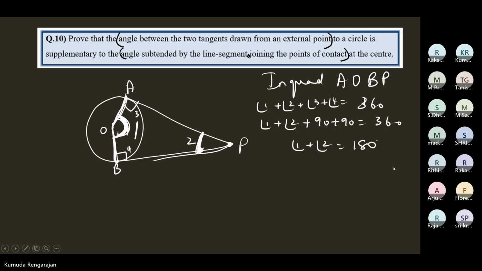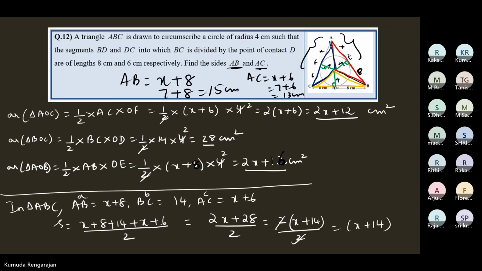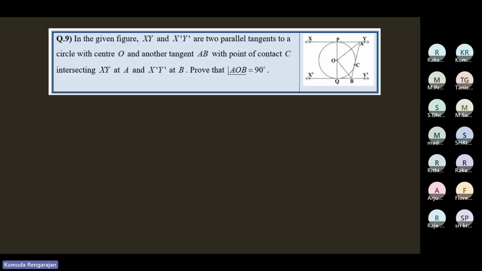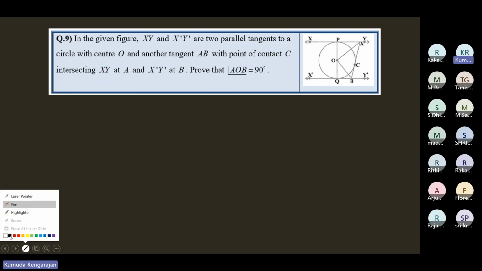Yes, children. So we finished the 10th one. From behind 13, 12, 11, 10, we finished. Okay, I'll just finish this 9 in the middle and wind up the session for today. So this again is very simple, children. It's all using congruency, which we know very well from 9th standard.